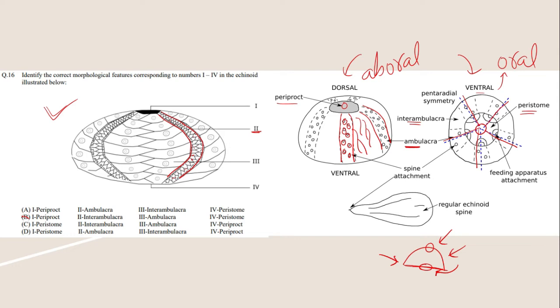So we can see that 2 is ambulacra. It must not be B or C, it must be either A or D. We will find out. If these strips are ambulacra, the region in between them must be interambulacra. Hence 3 will be the interambulacra, which is of course the case in both of the options. Now the important one is to find out which is the oral side.